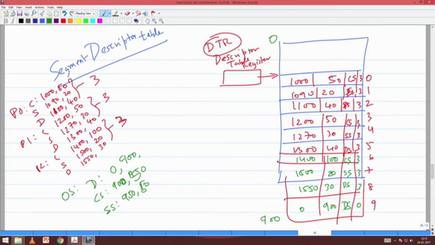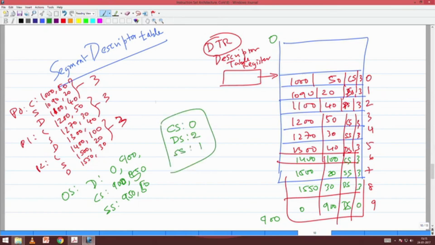So when the OS is running, suddenly one process comes up, I want to execute A dot out, so the OS gets initiated. Now it will go and allocate 1000, 1090, 1100 in the descriptor table. Now, what will be stored in CS? It will not store 1000, 1050, rather it will store 0. In DS you will store 2. In SS you will store 1.